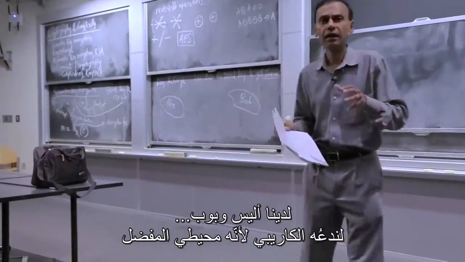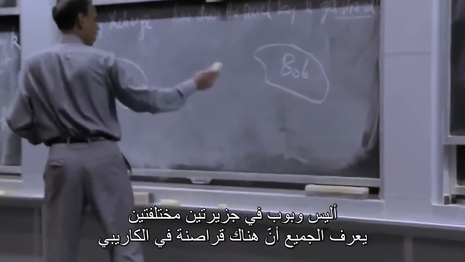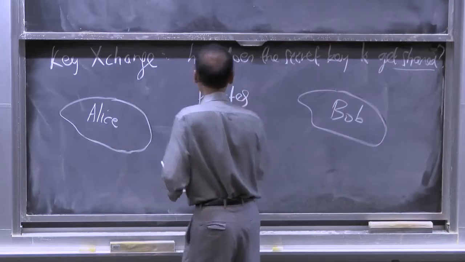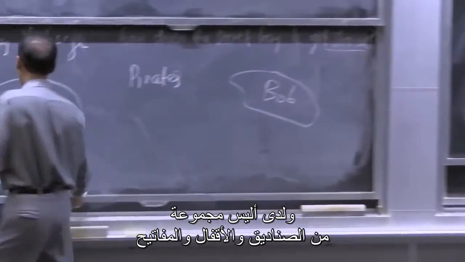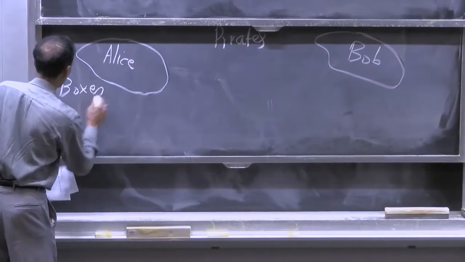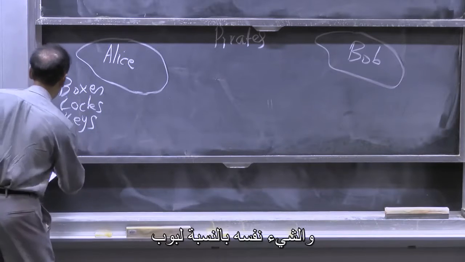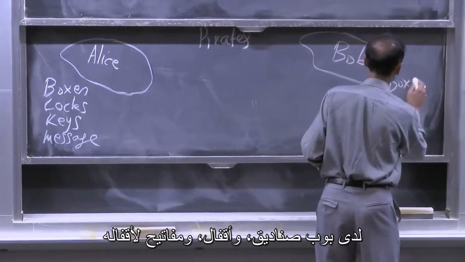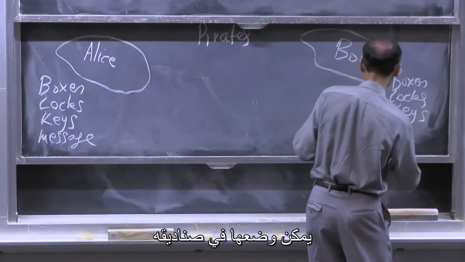So you got Alice and Bob. Let's call it the Caribbean, because that's my favorite ocean. And Alice and Bob are in two different islands, and we all know they're pirates in the Caribbean, right? And so Alice and Bob want to communicate with each other. And what Alice has are a bunch of boxes and locks and keys for those. She's got the keys for her locks and nothing else. And the same thing with Bob. So Bob has boxes, locks, keys for his boxes. I'm sorry, keys for his locks that he can put on his boxes.